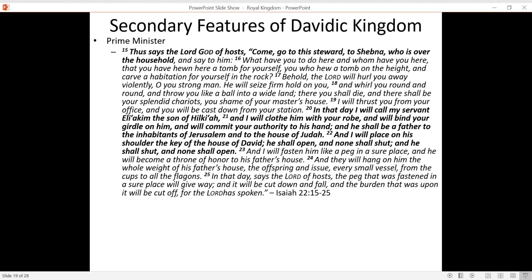And see, here's the key thing, the prime minister will be a father to the inhabitants of Jerusalem and the house of Judah. Another word for father is papa. And another word for papa is, you guessed it, pope. And he shall be a father to the inhabitants of Jerusalem and to the house of Judah, the house of David. And I will place on his shoulders the key of the house of David. And he shall open, and none shall shut, and he shall shut, and none shall open.